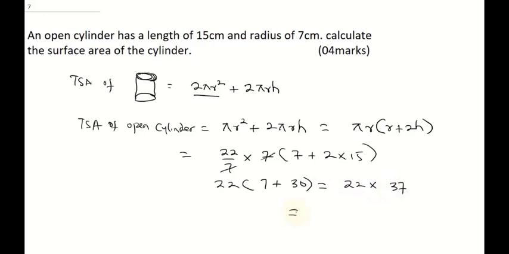Now when you multiply 22 by 37, you're going to get 814 cm. Remember, you're looking for area, so it's going to be 814 cm squared.